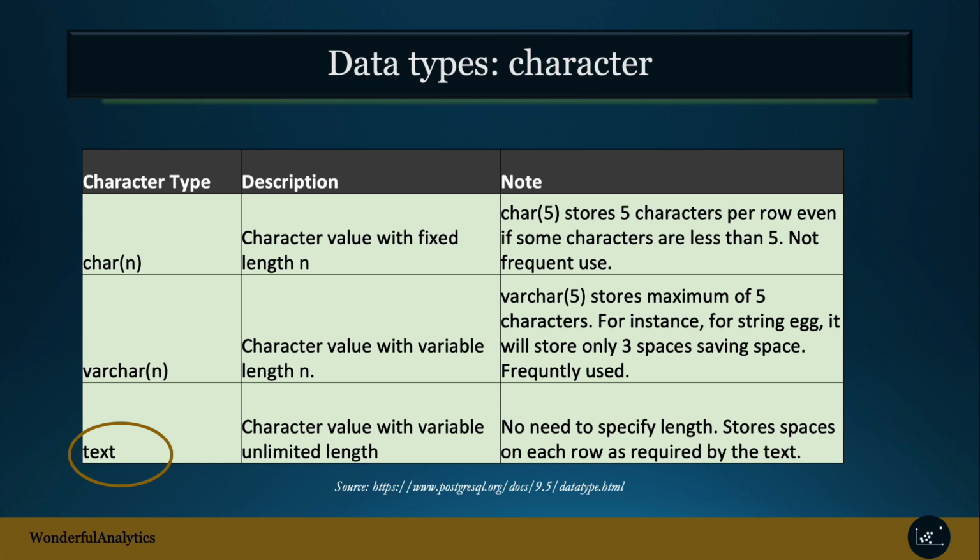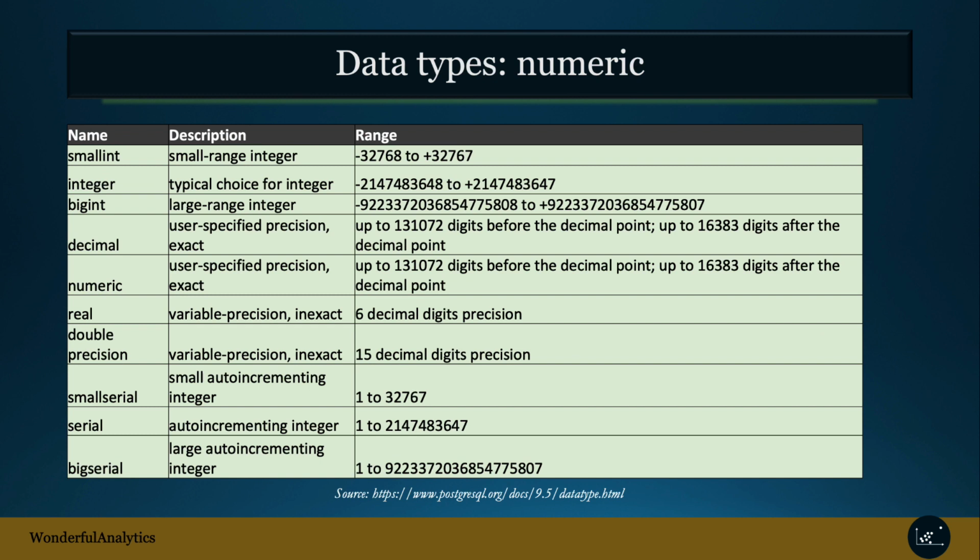Okay, now let's talk about the numeric data type. Here in this table, you can see various numeric data types, a description of each, and the range for each of the data types. The commonly used numeric data types are integer, decimal, and serial. If you want each subsequent observation to be recorded in incremental order, then you use the serial number. It depends on which numeric type you use based on your requirement.